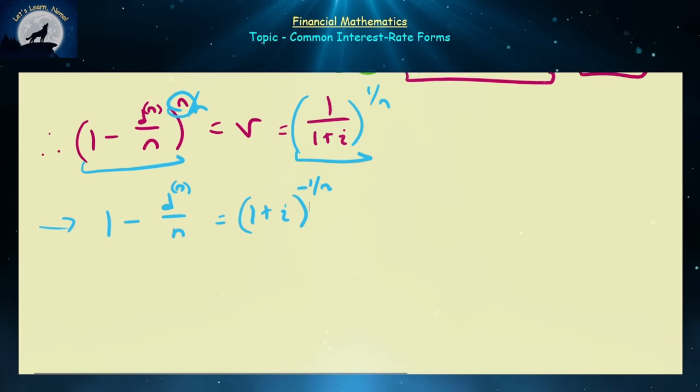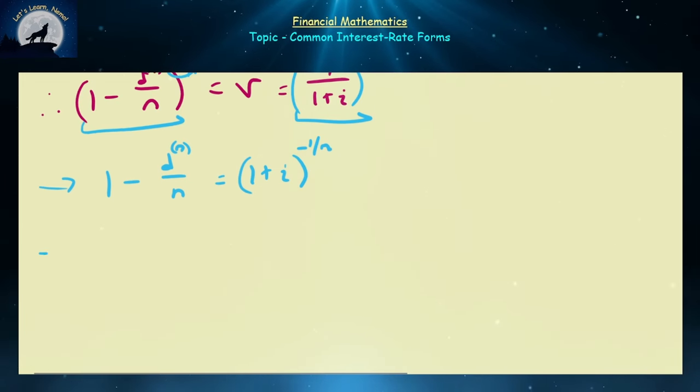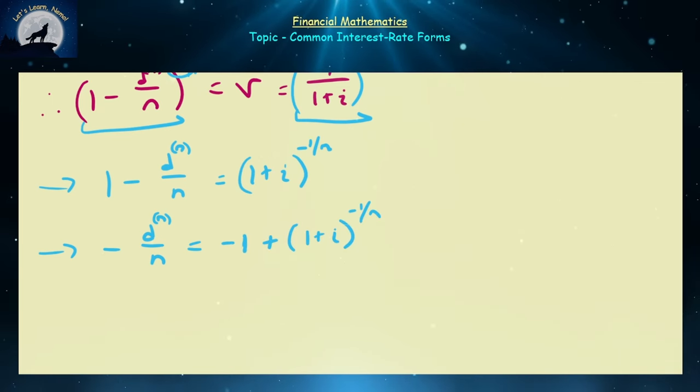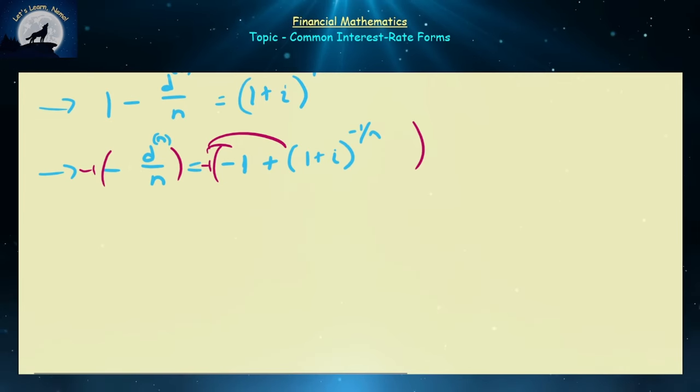Now I'm going to subtract both sides by 1, and that's going to give me minus dn over n is equal to 1. Actually, what I want to do is subtract it in the front. You'll see why I want to do this in a second. So minus 1 plus 1 plus i to the power of minus 1 over m. And then I want to multiply both sides of this equation by minus 1. So that's going to change those two signs and negate the left-hand side. Then multiply both sides by n, and that's going to give us the statement that you would like.